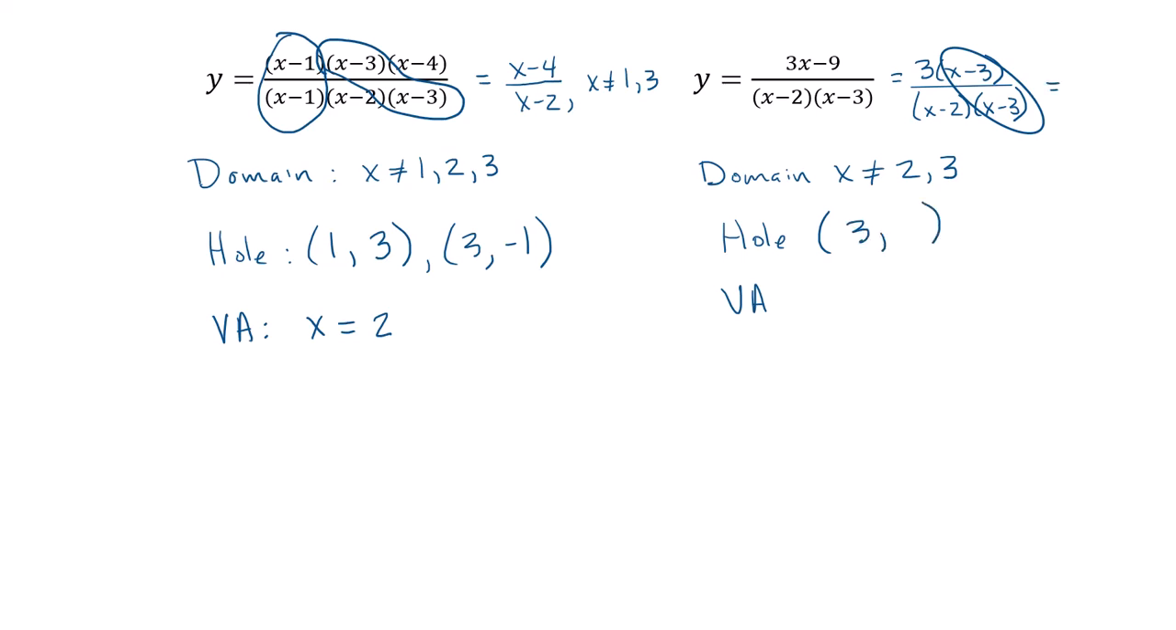Let's write this in its simplified form. 3 over x minus 2, where x is not equal to 3. My vertical asymptote is going to be x equals 2. And let's see what the y part of the hole is. If we put a 3 into our simplified form, it would make the denominator 1. So 3 divided by 1 is 3.